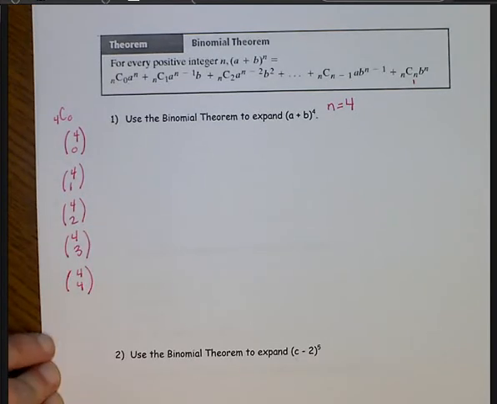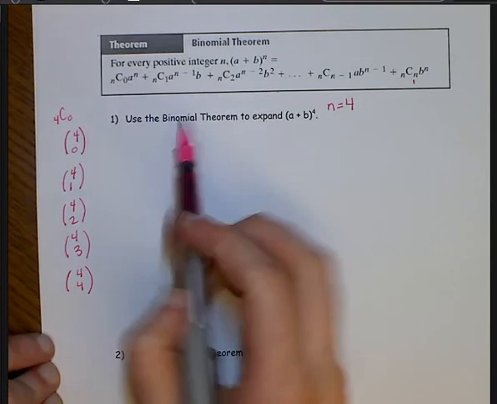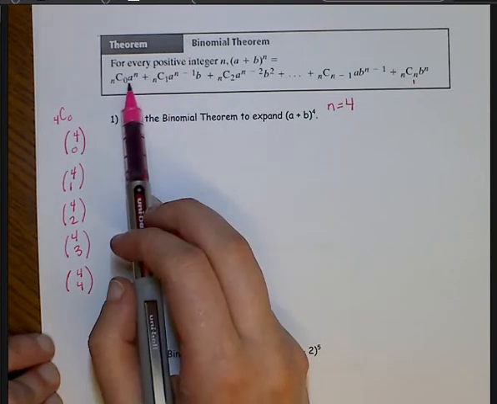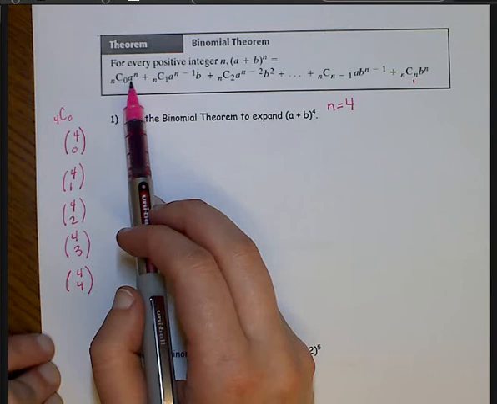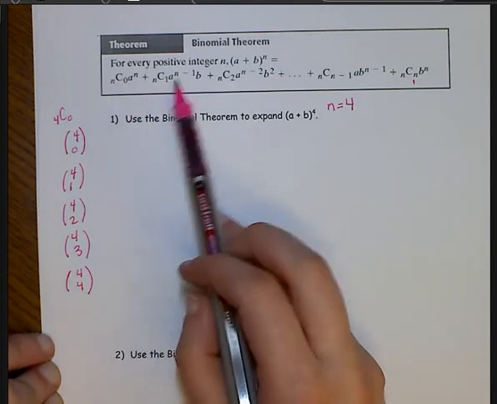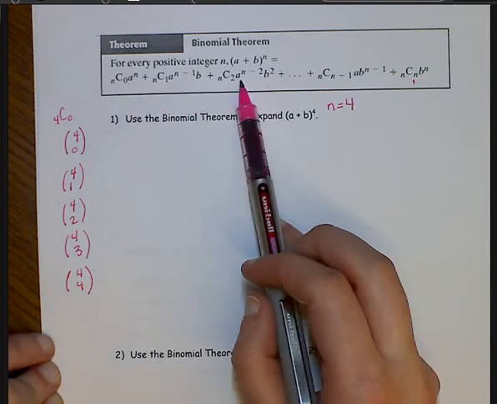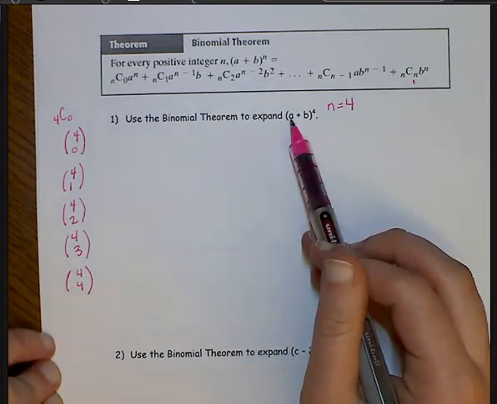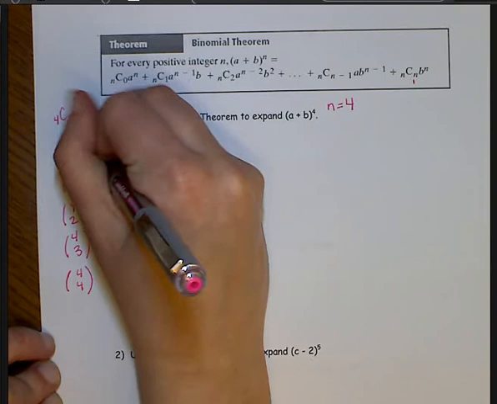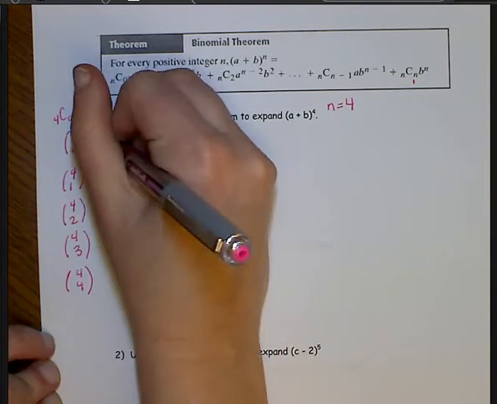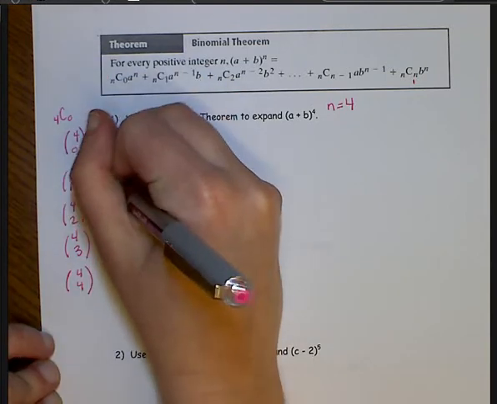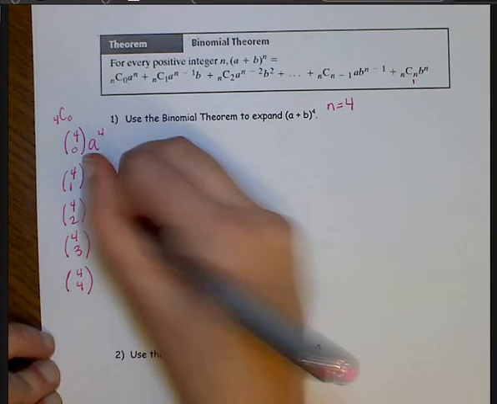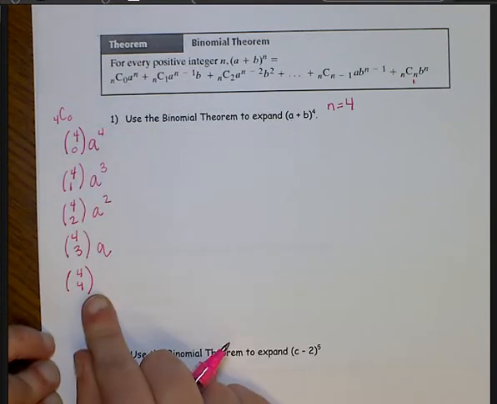Okay? Now, if I look here at my a's in each term, I start with a to the nth power, a to the n minus 1, a to the n minus 2, and so on until we have no a at our last term. So here I just have a, so I'm going to write a to the, again, n was 4, a to the 4th, a to the 3rd, a to the 2nd, a, and then the last term I won't have any a's.